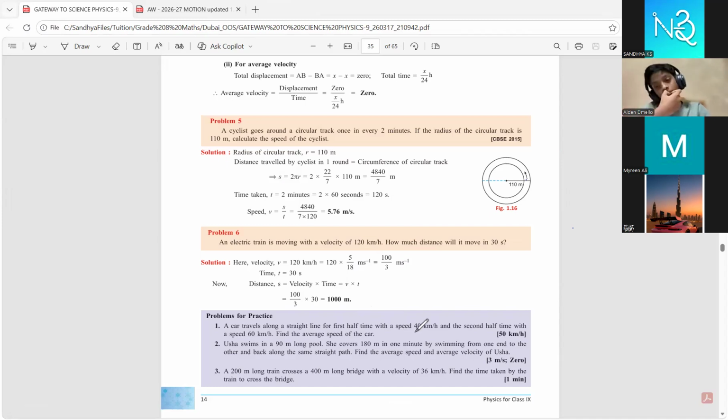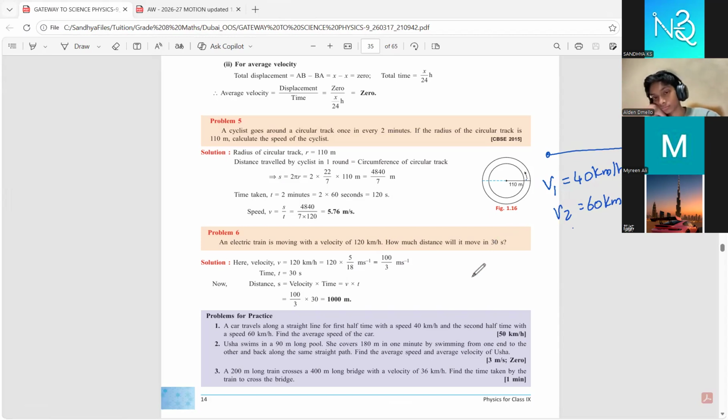A car travels along a straight line for first half time with the speed of 40 km per hour and second half time with the speed of 60 km per hour. Find the average speed of the car. Okay. So they have not given the time. We can take it as T1, T2. Speed V1 equal to 40 kilometer per hour, and V2 equal to 60 kilometer per hour.